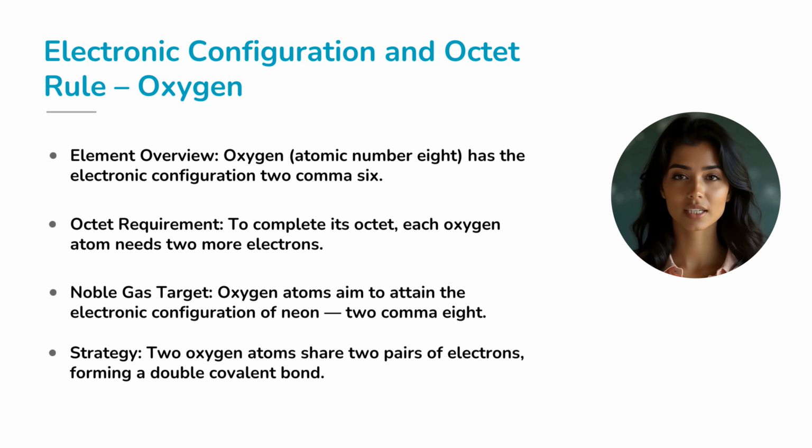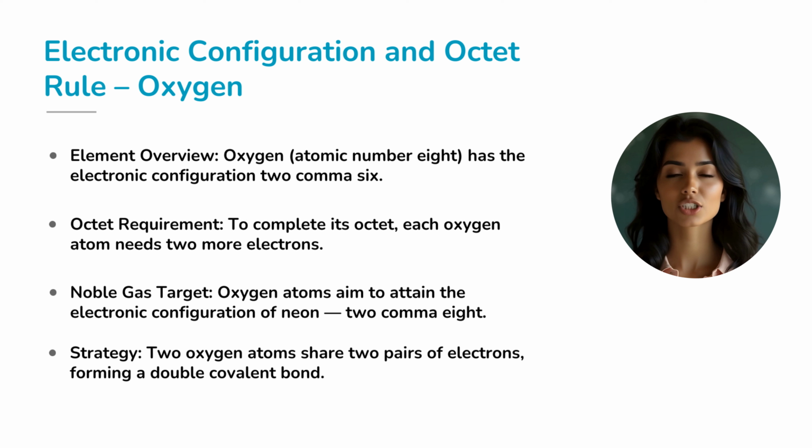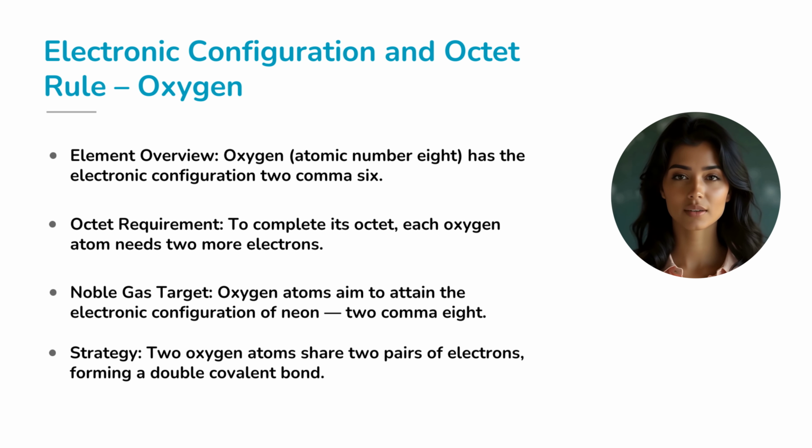Oxygen has an atomic number of 8. That means it has 8 electrons arranged as 2 electrons in the first shell and 6 in the second shell. We say its electronic configuration is 2, 6. To become stable like the noble gas neon, which has a configuration of 2, 8, each oxygen atom needs 2 additional electrons.